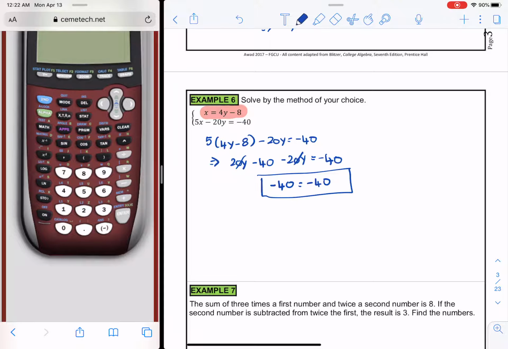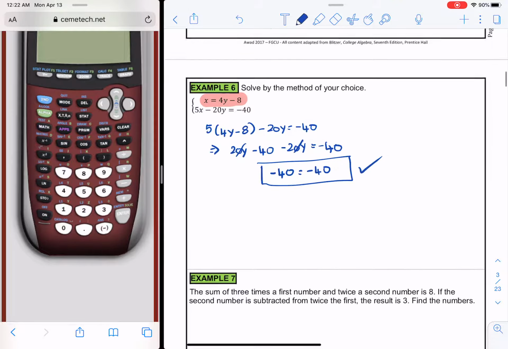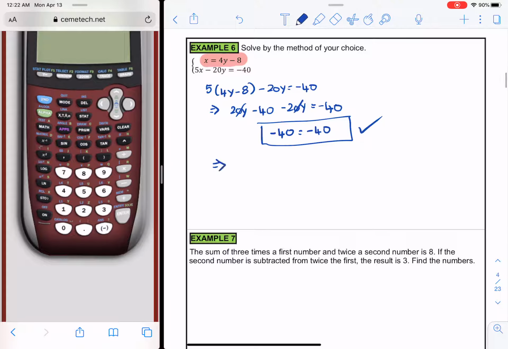Now this is a true statement. Negative 40 would always equal negative 40. So this should immediately conclude that there are infinite solutions to the system. The two equations are the same. In other words, they correspond to the same line, which would imply that there are infinitely many solutions.